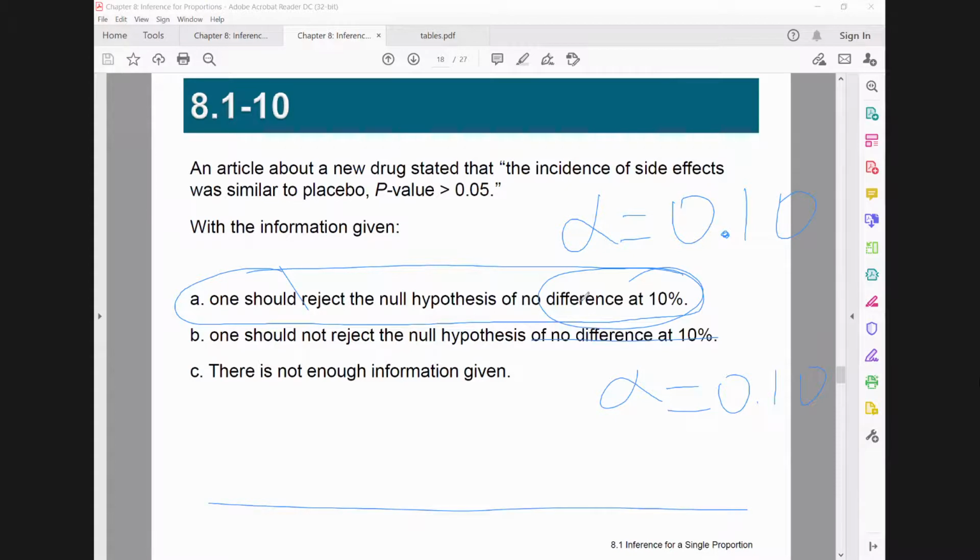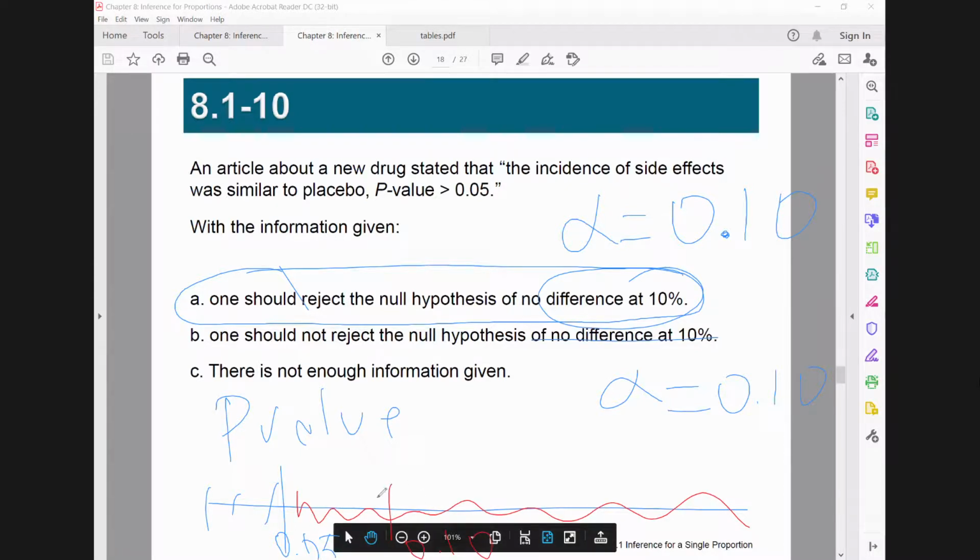Here we know just that the p-value is greater than 0.05. The p-value is here. However, I don't know if it's to the right of 0.1 or to the left. I don't know. That's why, when can we reject the null hypothesis? We can reject the null hypothesis when the p-value is less than 10%.